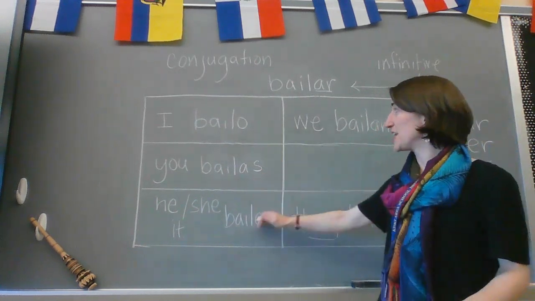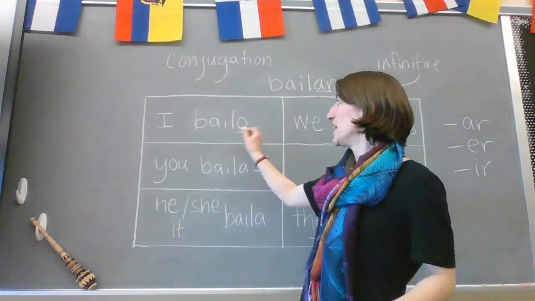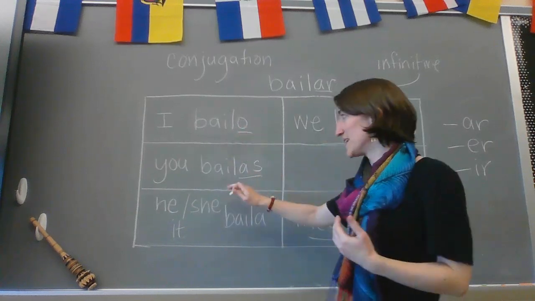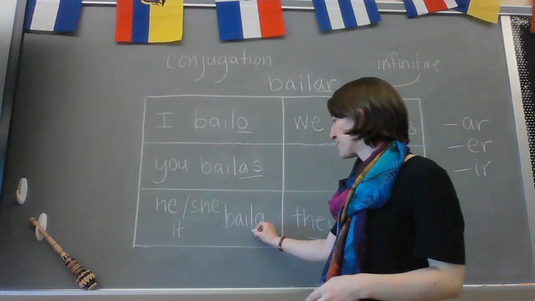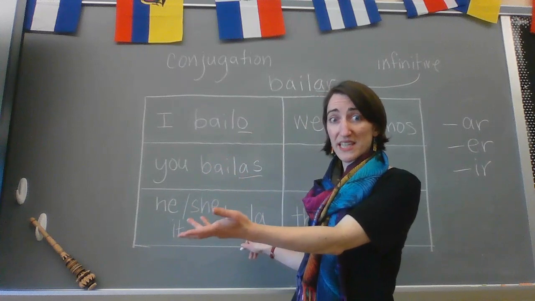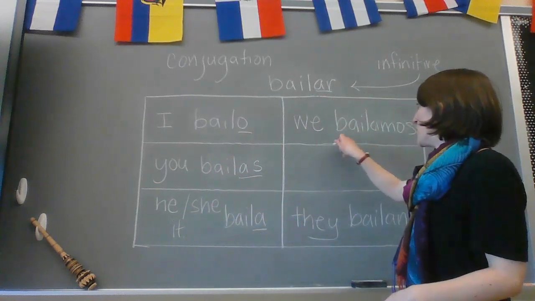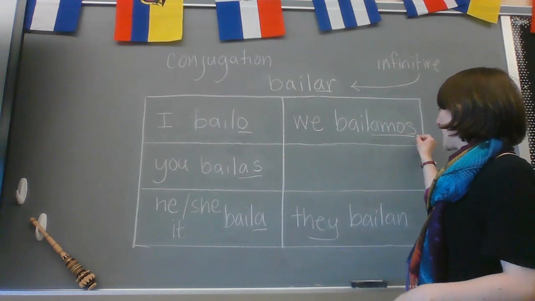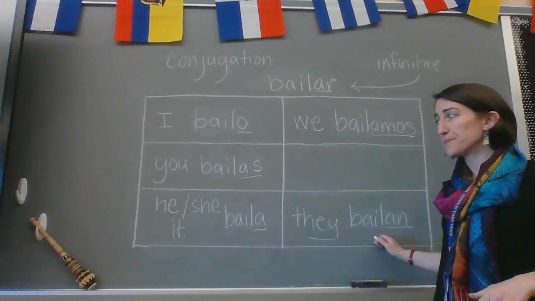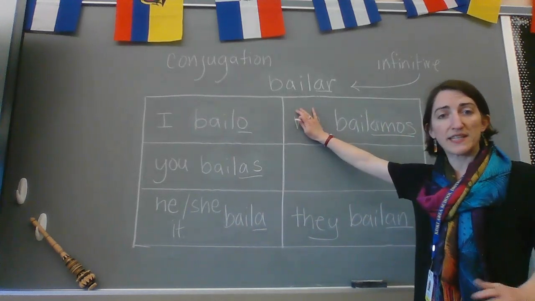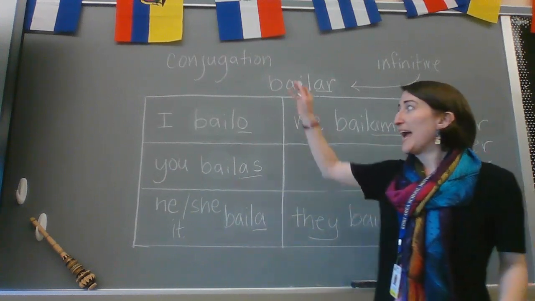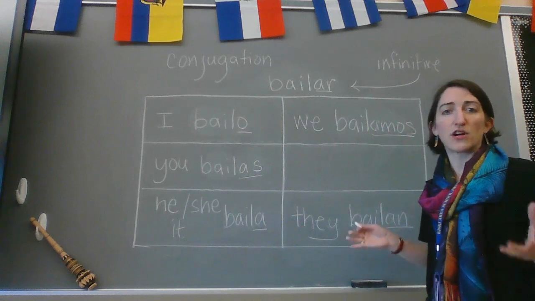So you can see it's different in every single form. The ending is different. If I'm talking about myself, bailo is I dance. You dance, bailas. He dances, baila. She dances, baila. Carlos dances, Carlos baila. We dance is bailamos, and they dance, bailan. So because it's different in every single form, we actually don't even need to write a separate subject. We already know what the subject is because it's built into the ending. And adding on these different endings, that's conjugation.